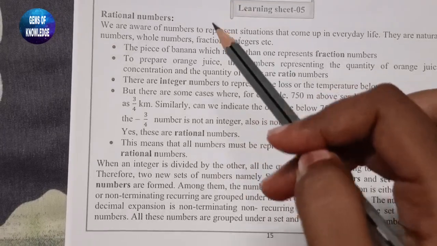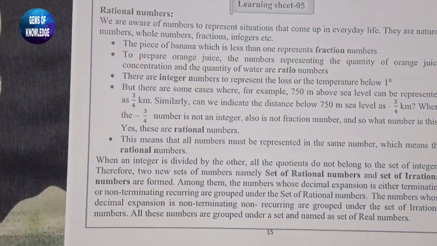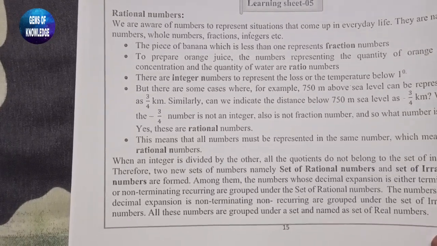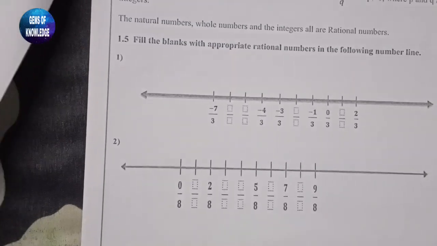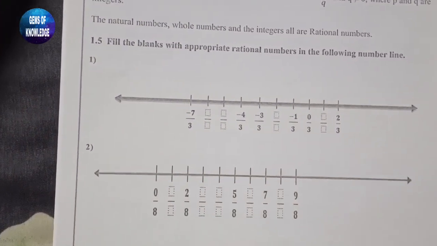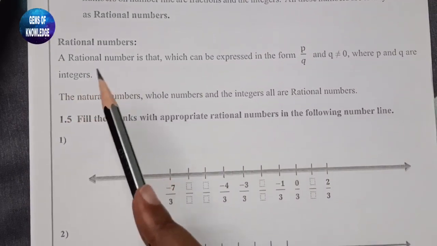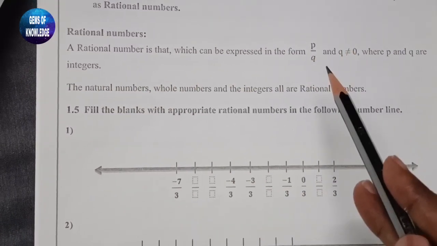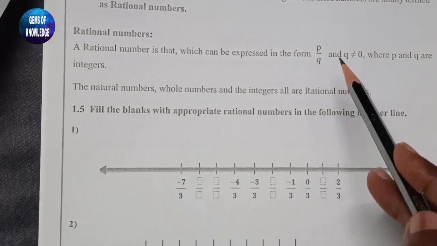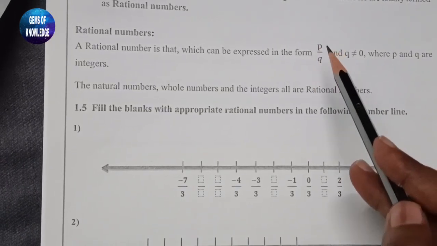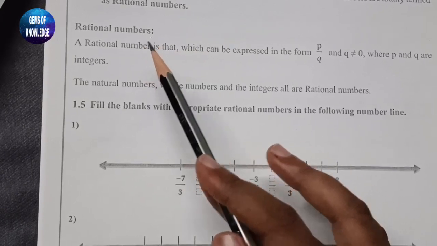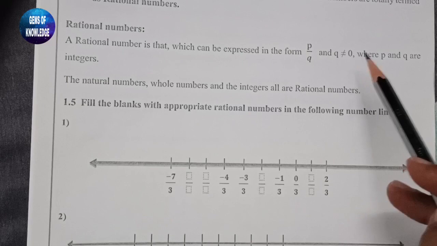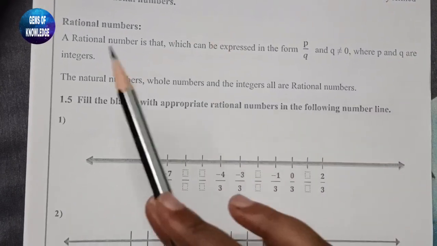Everything which is given here is nothing but the introduction to your rational numbers. Then we will directly move on to the next part, which is given here. As you can see, rational number is given. A rational number is that which can be expressed in the form p by q. A number which can be written in this form, that is p by q, is known as your rational number. But the condition is q must not be equal to 0, where p and q are integers.